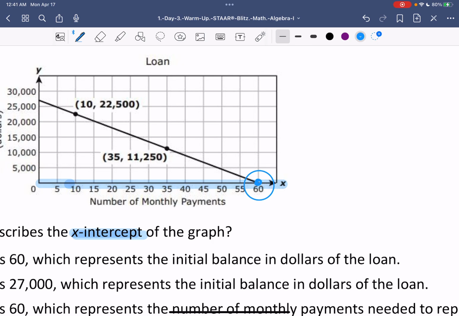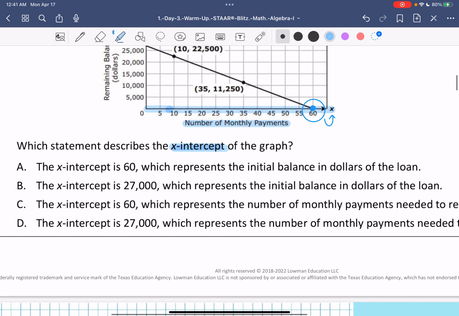All right, because it is on the x-axis, and that's what the x-intercept is. So if you want to interpret what that means, look at what the x-axis is labeled with. It's labeled with the number of monthly payments. Okay, so let's go through our answer choices.